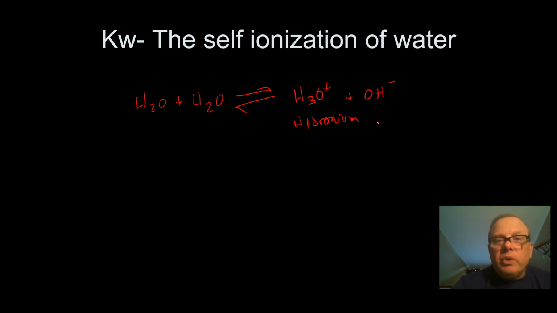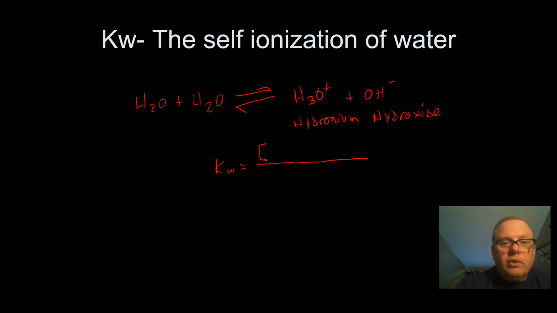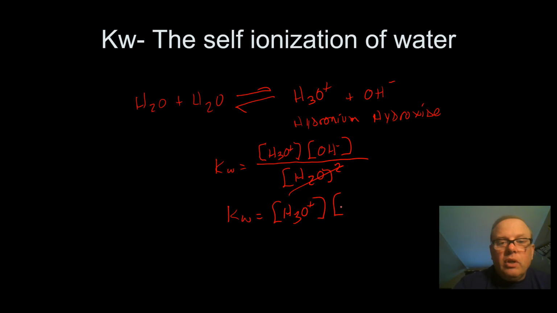And OH minus, which is hydroxide. So if we go to put this into a K equation, Kw for this would equal on the top H3O plus times OH minus over water squared. But wait, water is a liquid, and so we cross that off. So what Kw actually equals is the hydronium concentration times the hydroxide concentration, like thus.